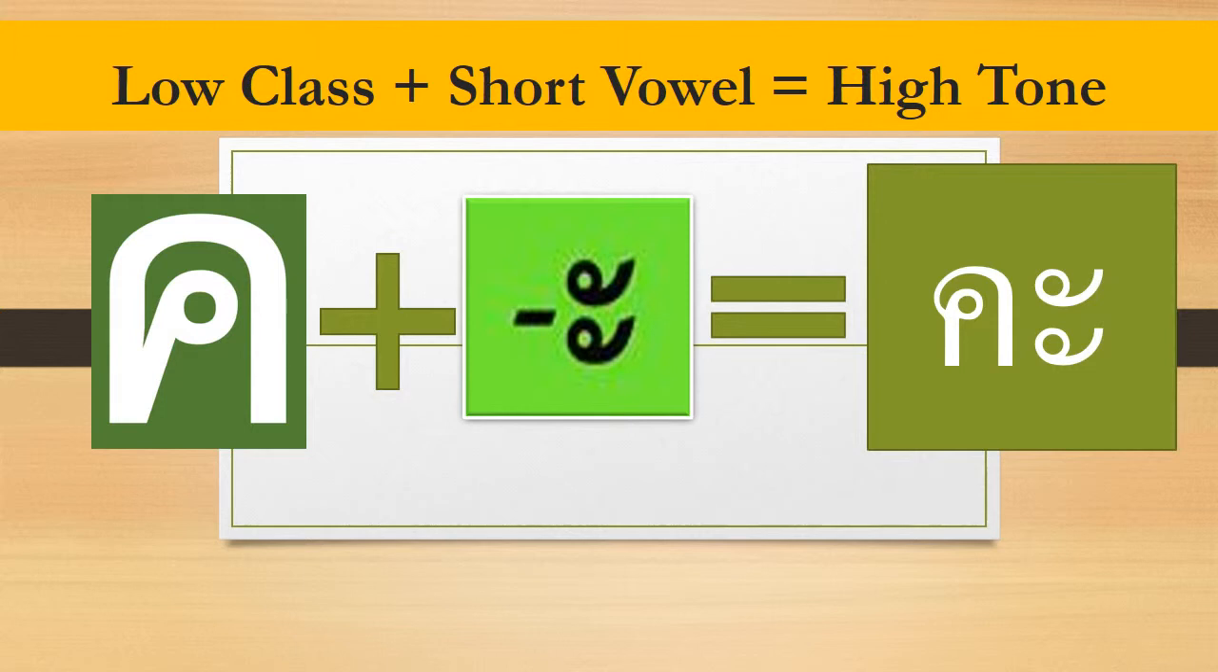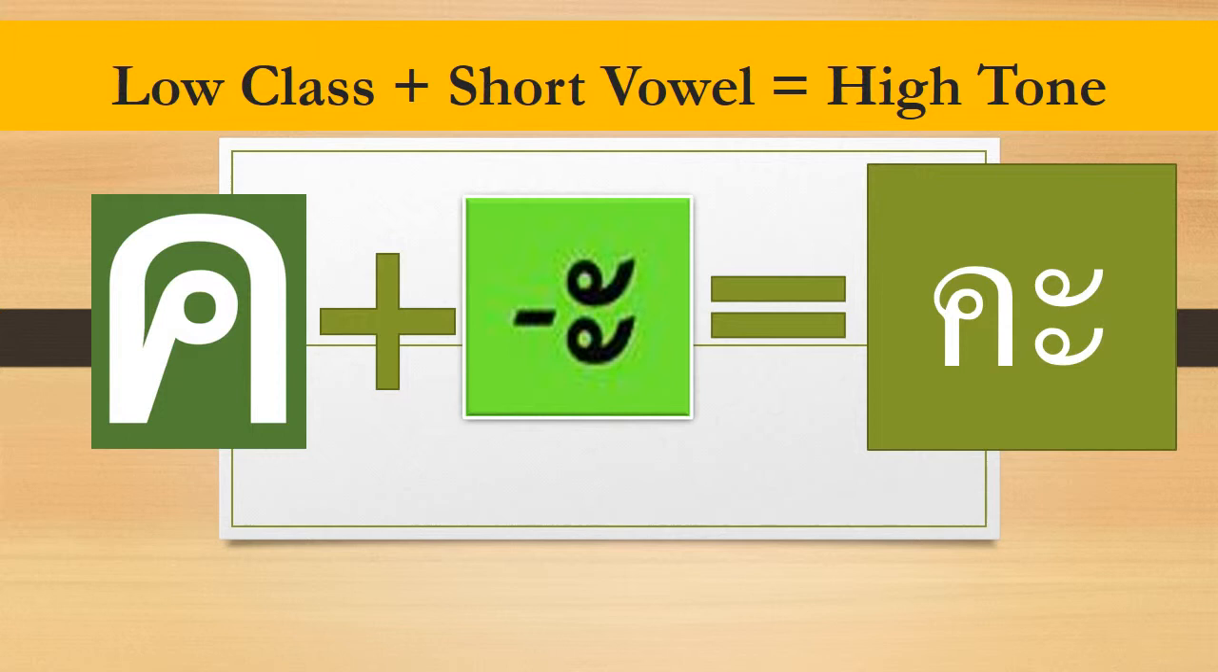The a is one of the short vowel sounds in the Thai language. Kh+a plus a sound becomes ka. Ka is high tone. High tone in Thai language is like you make the sound go up and you stay at the high tone.